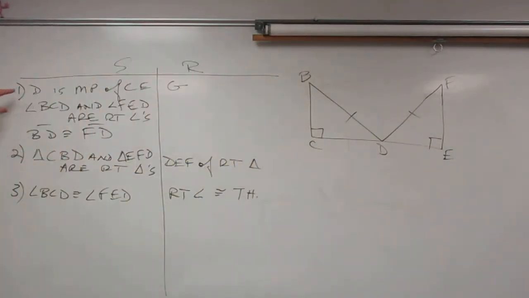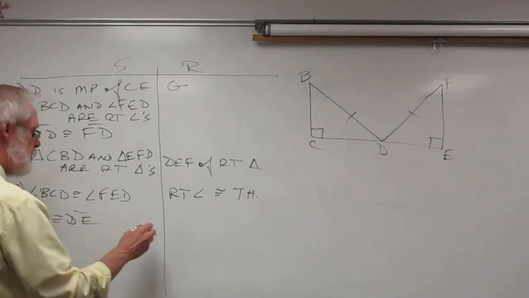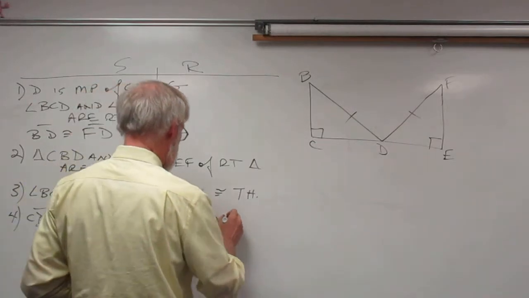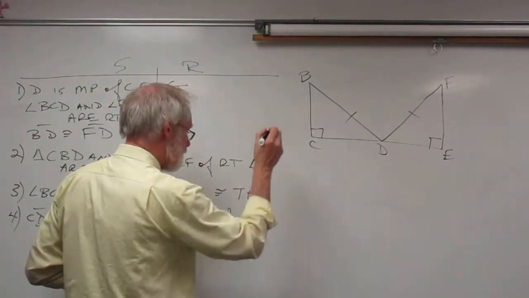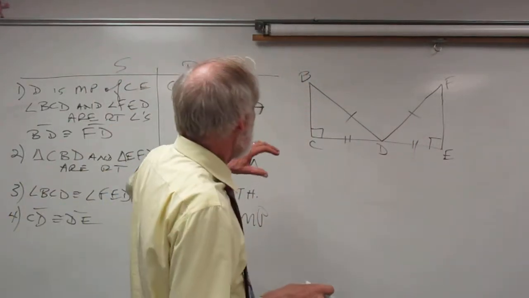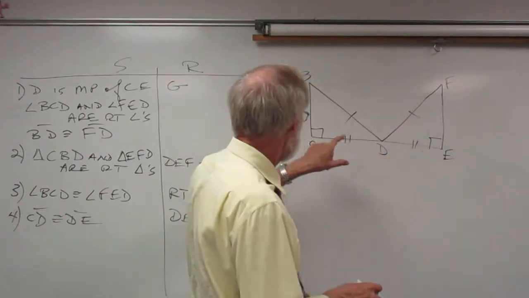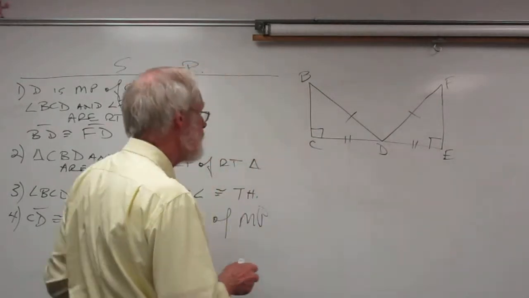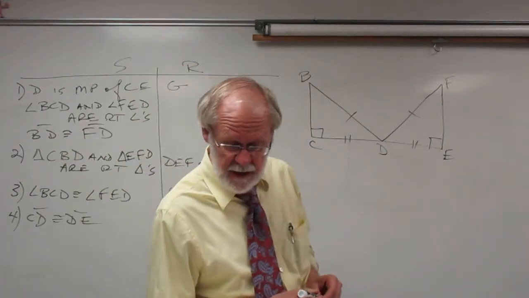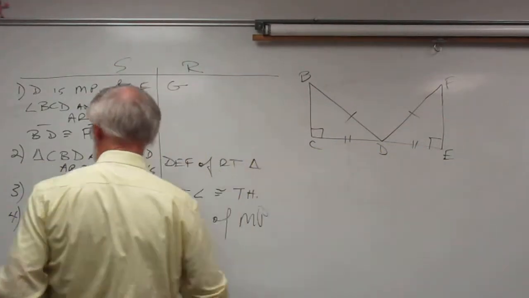We haven't yet dealt with the midpoint. If D is the midpoint of CE, then CD is congruent to DE, and that would be the definition of midpoint. So now we have this to this. Okay, we're trying to prove the two triangles congruent, and look what we have. We have the hypotenuse and a leg congruent to the hypotenuse and leg of right triangles. Therefore, we can use HL, and we are trying to prove in this case that triangle BCD is congruent to triangle FED.